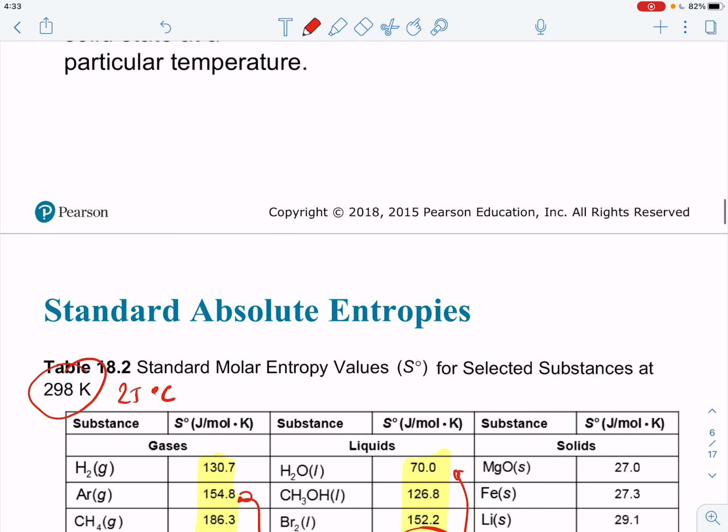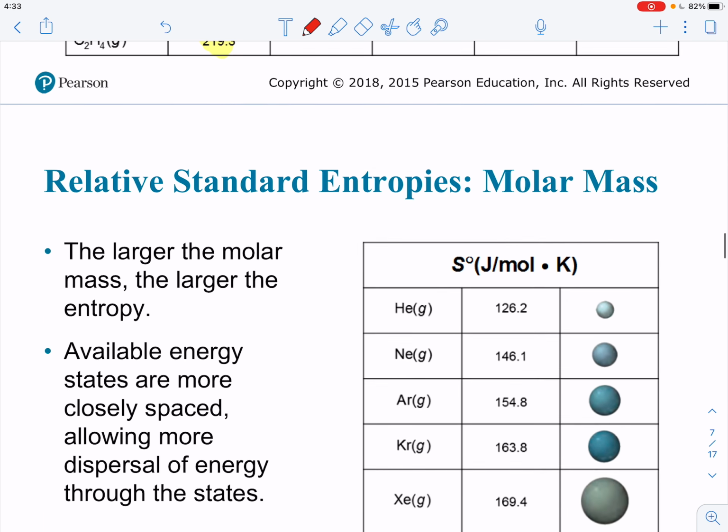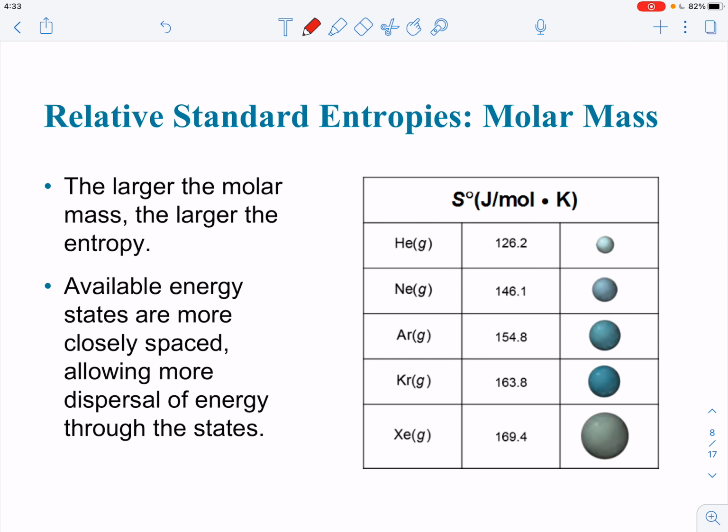So the first one again is the state of matter. The next factor that affects the entropy is the molar mass. Generally speaking, the larger the molar mass of a substance, the larger the entropy is for that substance. And the reason for that, remember, is that entropy has to do with how many different ways you have to dissipate energy, how many different microstates you can have for a particular substance.